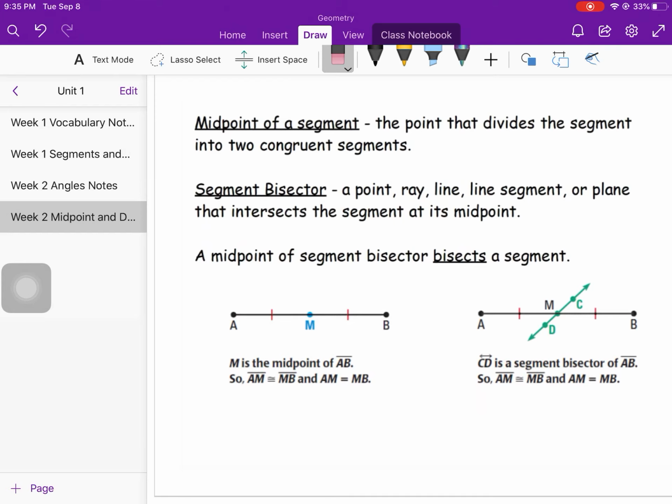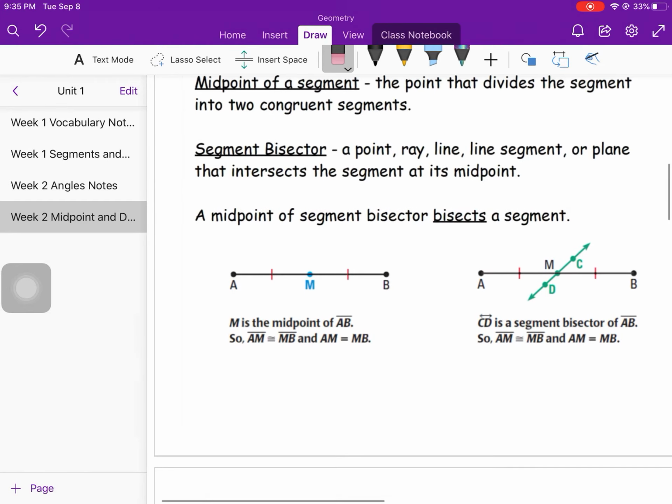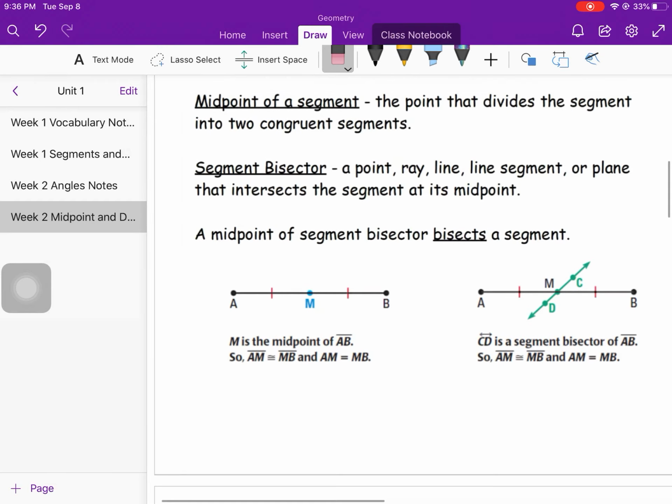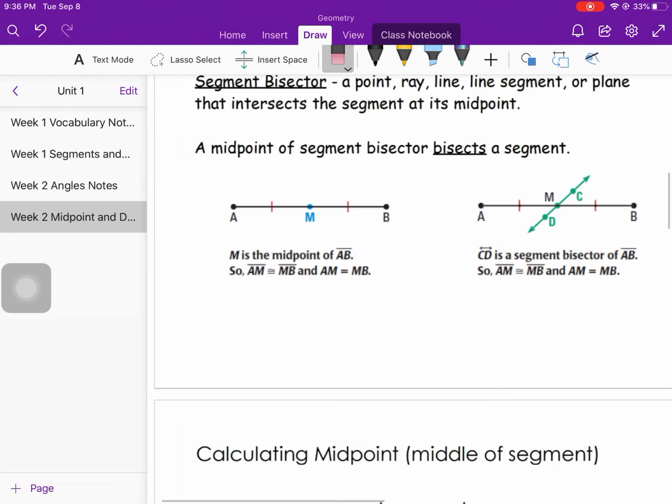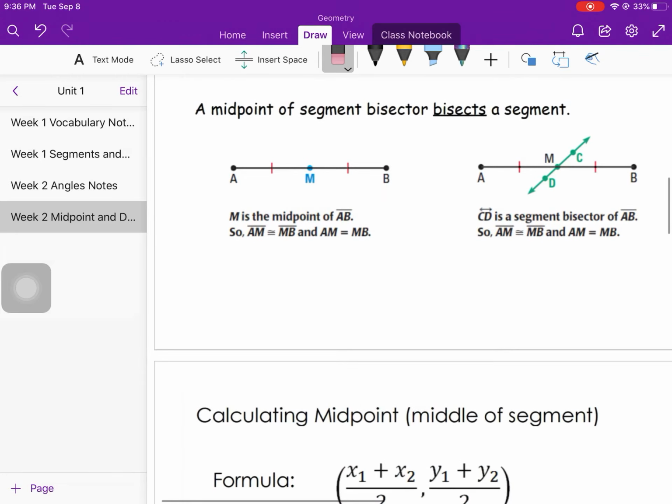So the first thing is the midpoint of a segment. It's the point that divides the segment into two congruent segments, or two congruent pieces basically. So it's like taking a ruler and cutting it in half, and then you have two congruent pieces. Then a segment bisector is a point, ray, line, segment, or plane that intersects the segment at its midpoint. So the midpoint is a specific point, just like when we're talking about point A, point B. A segment bisector bisects a segment, and bisect means to cut in half into two congruent pieces.